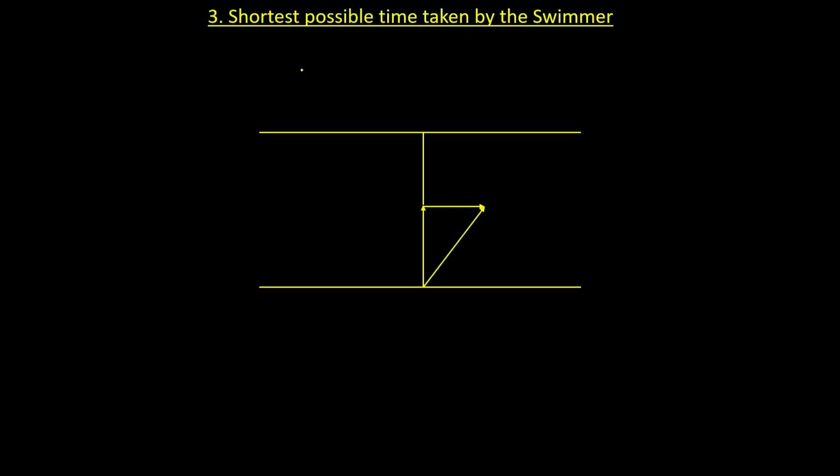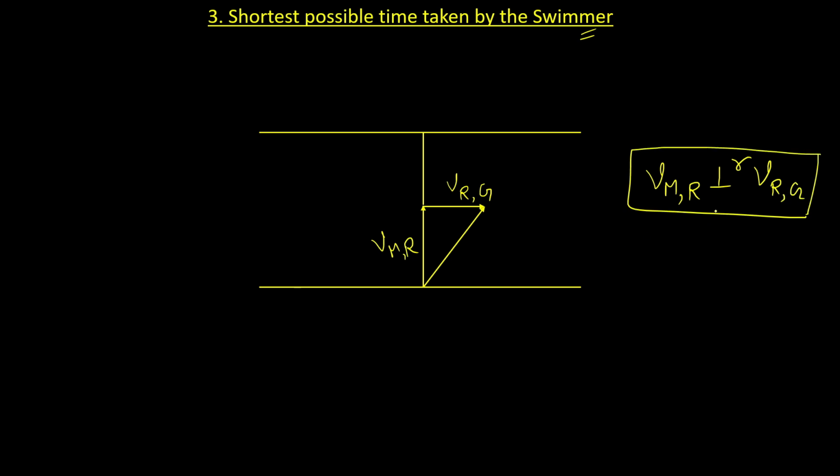Now the next key point is question will be asked like find the shortest possible time taken by the swimmer. So here in this case, the velocity of man with respect to river and the velocity of river with respect to ground, these two must be perpendicular to each other. That is, velocity of man with respect to river must be perpendicular to velocity of river with respect to ground. And if you keep like this, then you will gonna take shortest possible time in order to reach from this point A, say, to point somewhere here B, like this.